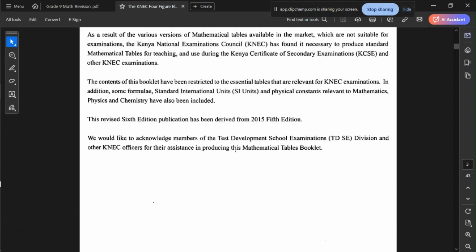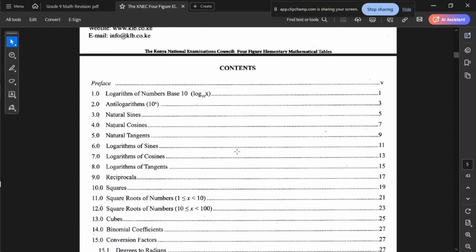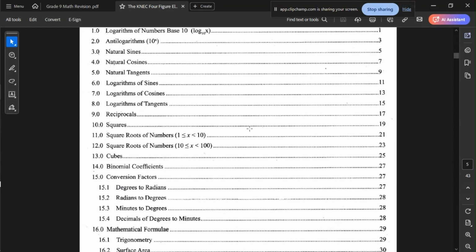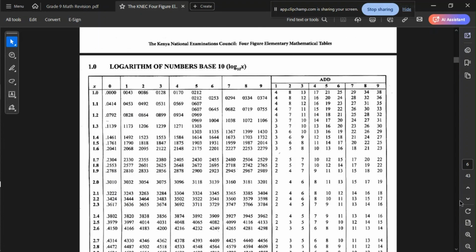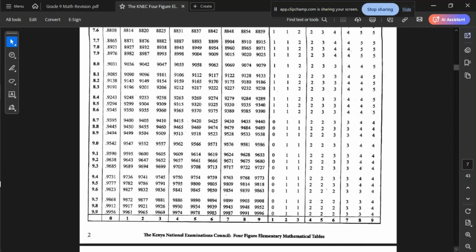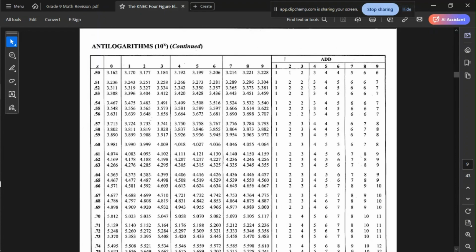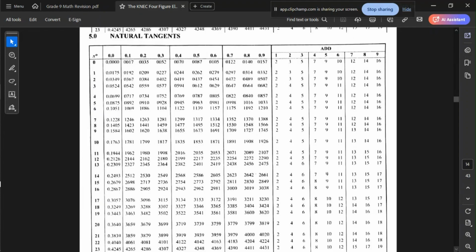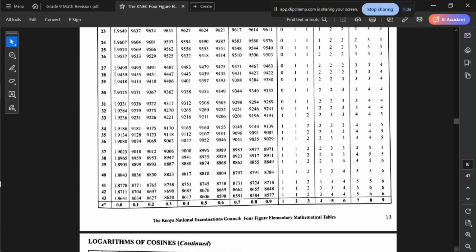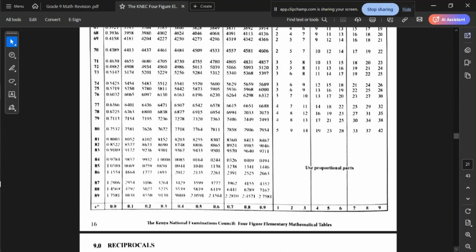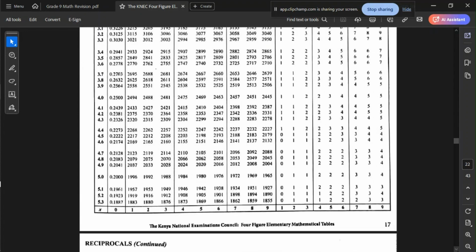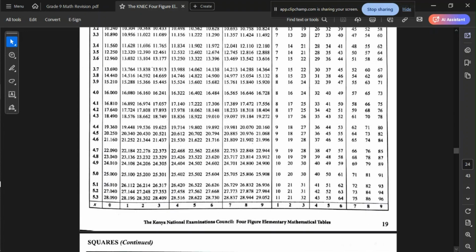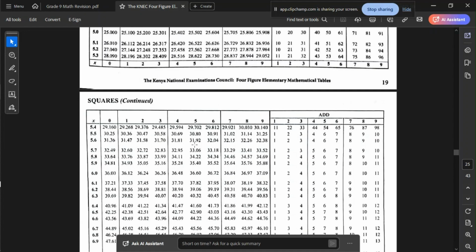It is on page 19. So I'll go up to where I have page 19. That is page 9, page 17, and I go up to page 19. Good. So this is the table of squares.